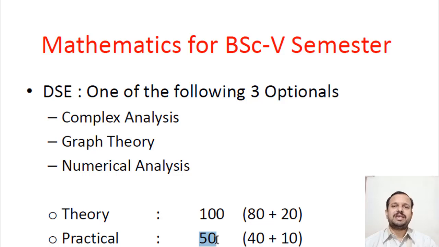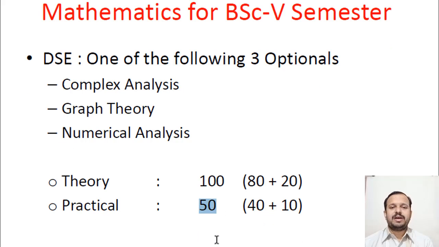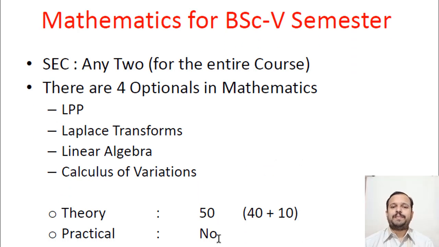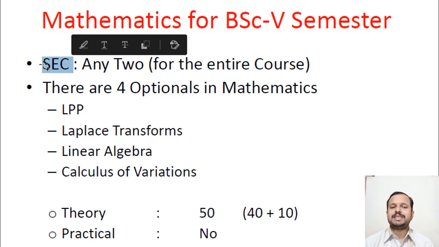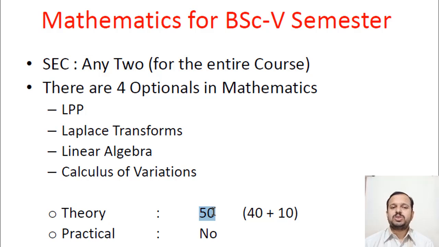Along with the DSE, in 5th semester and in 6th semester you are supposed to study two more papers, and they are called Skill Enhancement Courses, SEC. So you will be studying two SECs which are of 50 marks each. So two SECs will be there. Each paper will be of only 50 marks, 40 semester end examination and 10 marks for internal assessment.